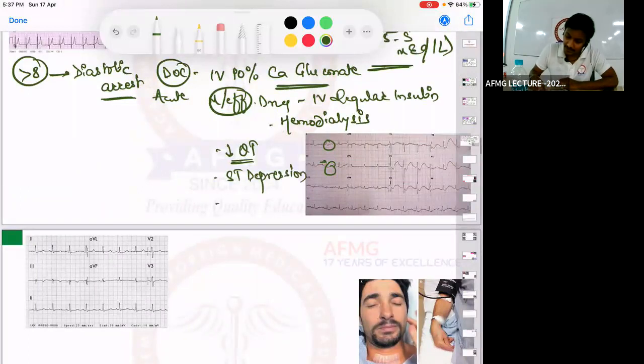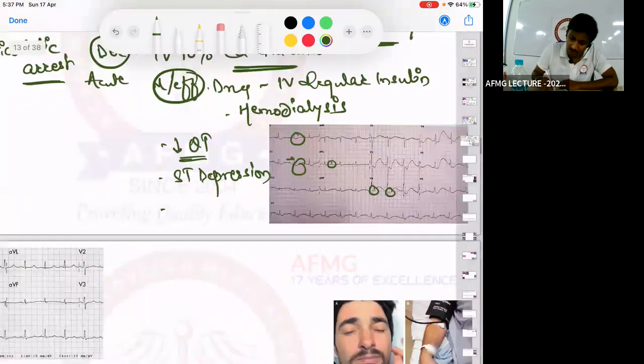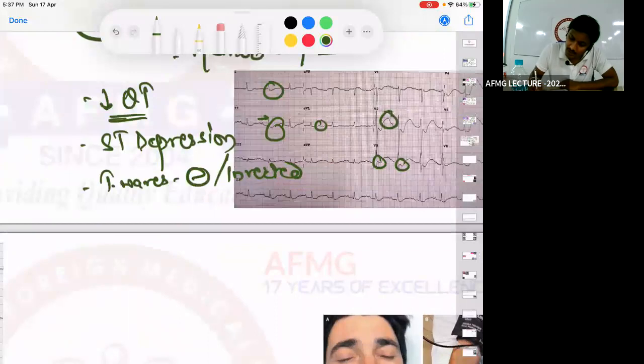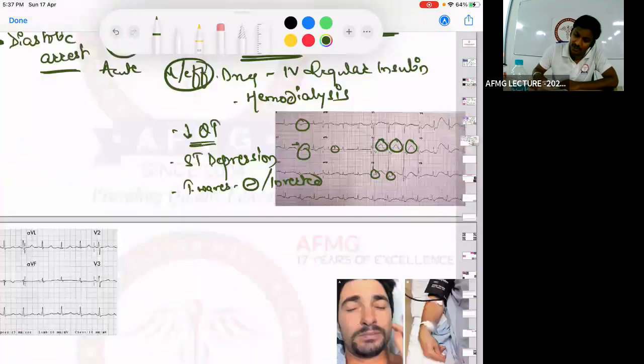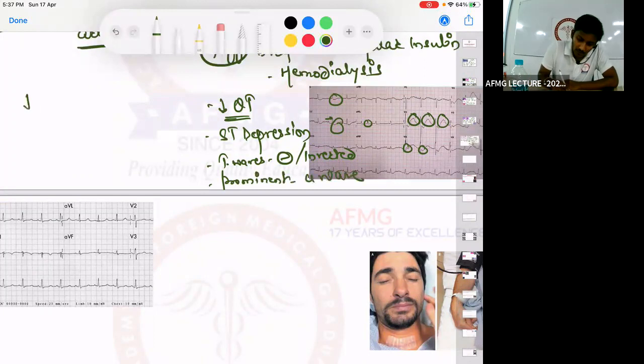Okay, and lastly, the T waves. Here you can see the T waves are either absent or they are inverted. And lastly, the most important, here you can see instead of T waves, a very prominent wave that is called the U wave. A prominent U wave is seen. So the diagnosis over here is hypokalemia. That means the potassium levels are lower than normal.